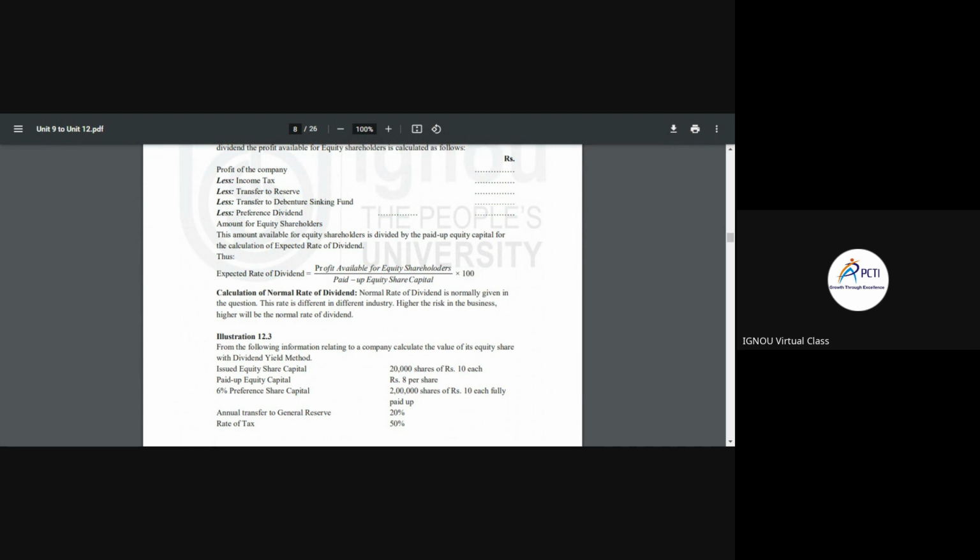Now the calculation of normal rate of dividend. The normal rate of dividend is normally given in the question. This rate is different in different industries. The higher the risk in the business, the higher will be the normal rate of dividend.